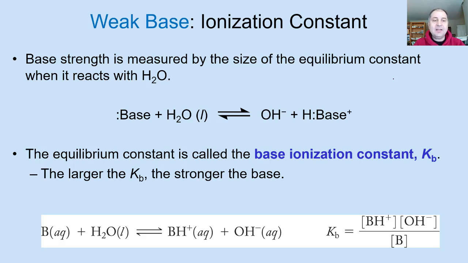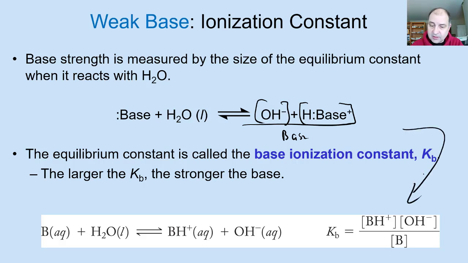So we have a base that will abstract a hydrogen from water. So water here acts as an acid and produces hydroxide ions and the conjugate acid here. And we set up the equilibrium constant. It is going to be the concentration of hydroxide times the concentration of the conjugate acid divided by the concentration of the base. It's cleaner down here, of course. I have everything there. This is liquid, so it's not part of it. So that looks an awful lot like the Ka expression. So the calculations are going to be very similar.